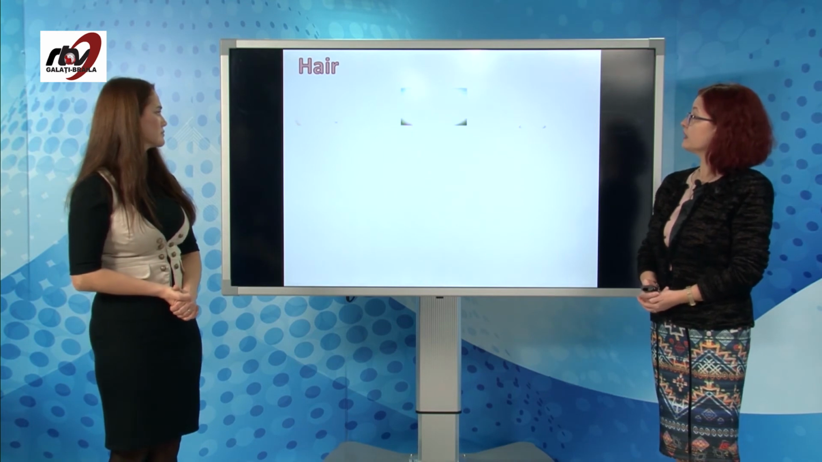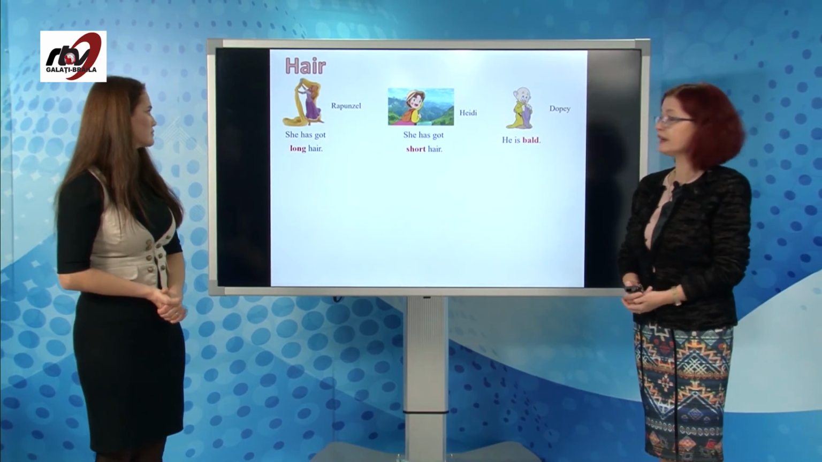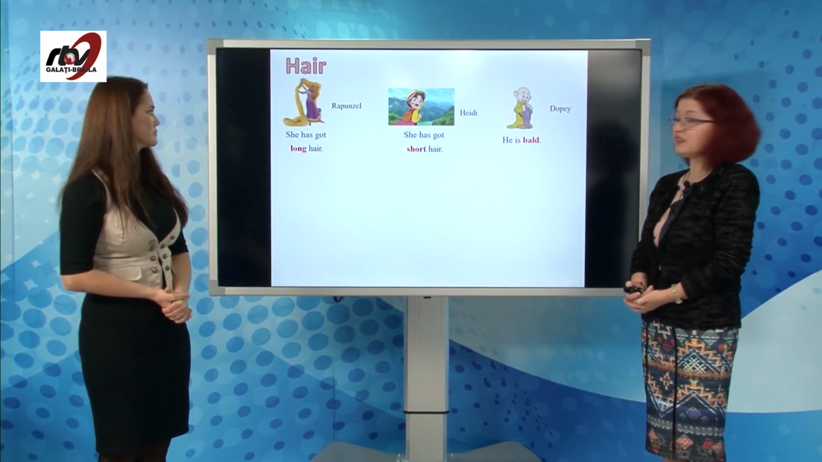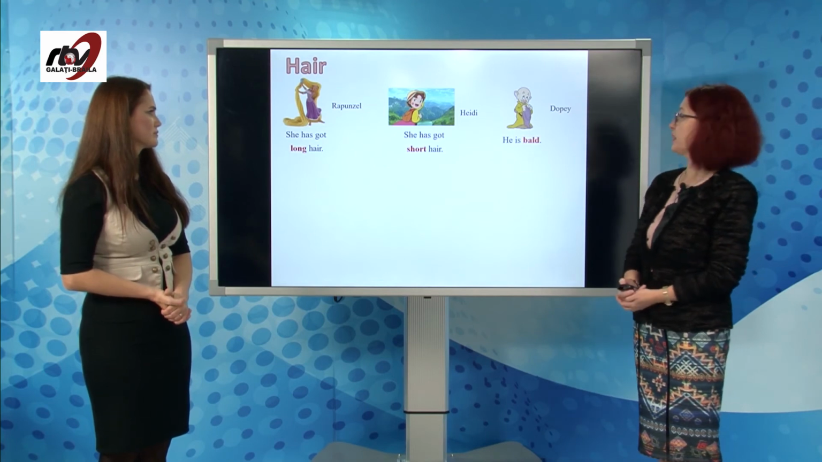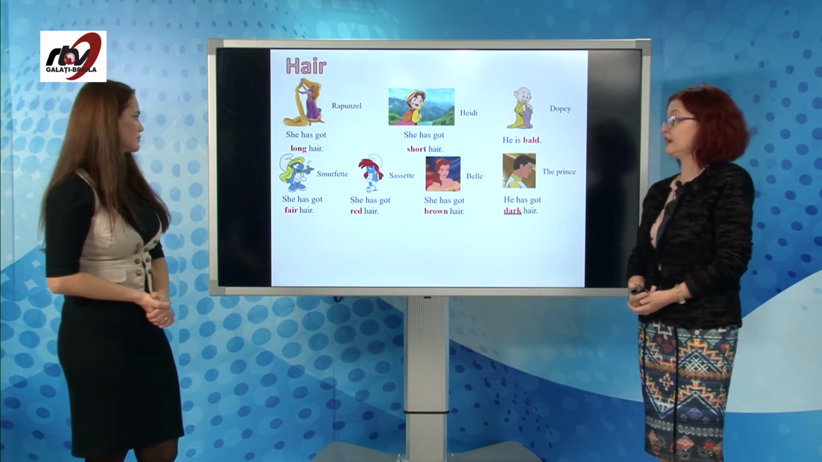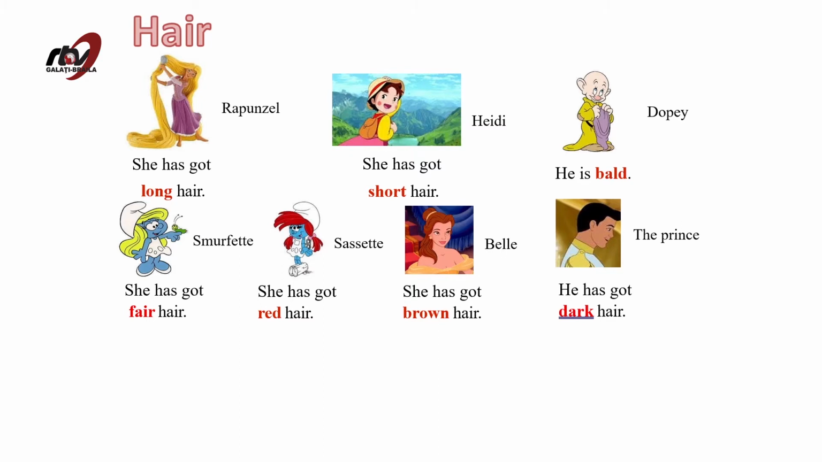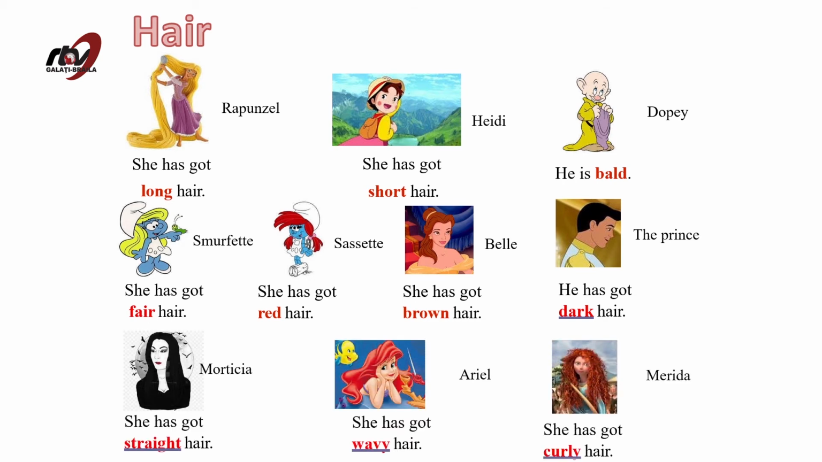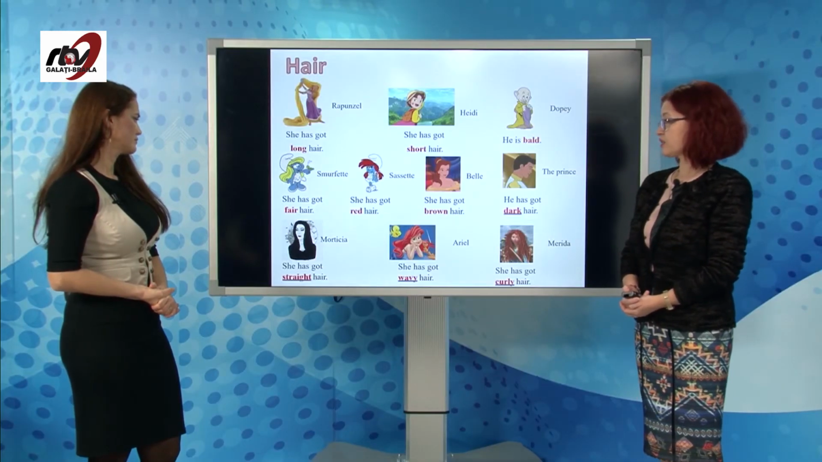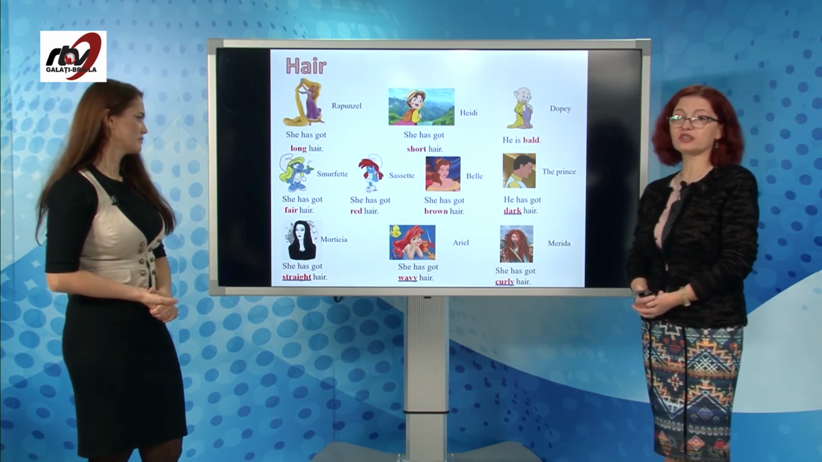When we discuss the hair, we talk about the length. Rapunzel has got long hair, Heidi has got short hair, and Dopey, well, Dopey is bald, he's got no hair. Then we talk about the color of the hair. Smurfette has got fair hair or blonde hair, Susette has got red hair, Belle has got brown hair, and the prince has got dark hair. Then we also discuss the shape. Morticia has got straight hair, Ariel has got wavy hair, and Merida has got curly hair.